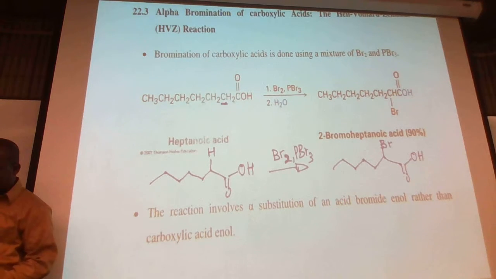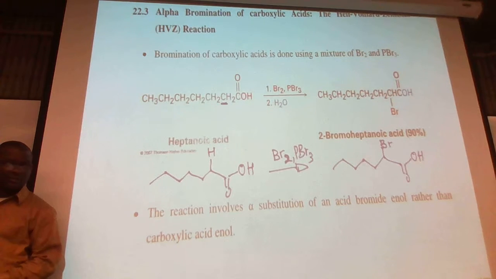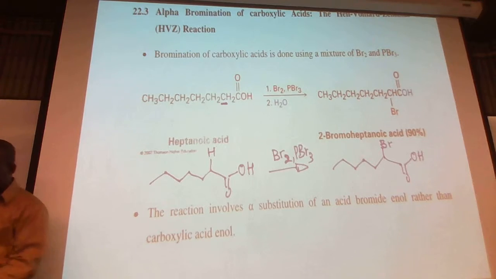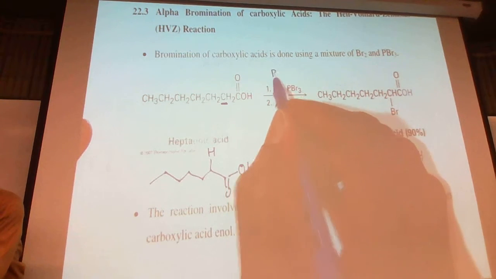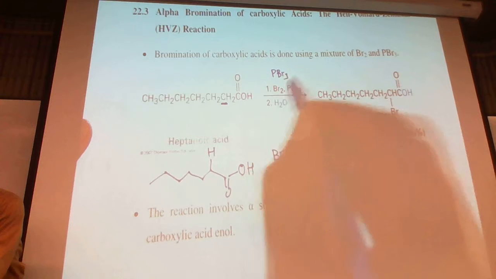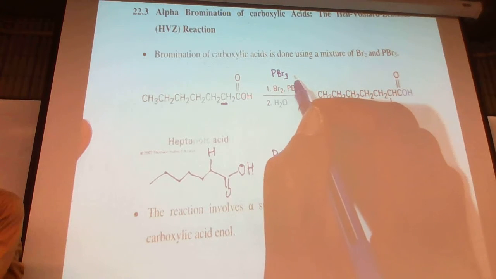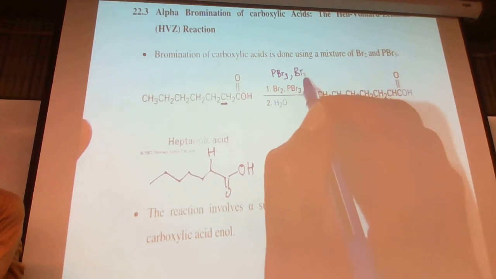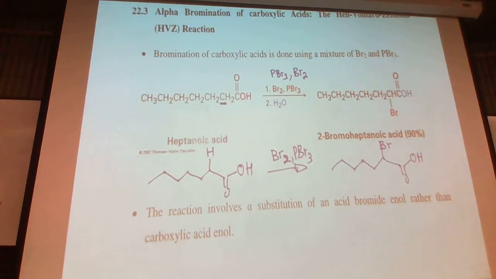Now, if I want to be very picky, I will say the order of reagents they have here is incorrect. Why? Because your PBr3 should come first, before the Br2. So just note that I don't know how OWL is going to arrange it for you. What they have here, the order of that reagent 1, is incorrect. It should be PBr3 first, before Br2. Why? You'll see it in the mechanism now.